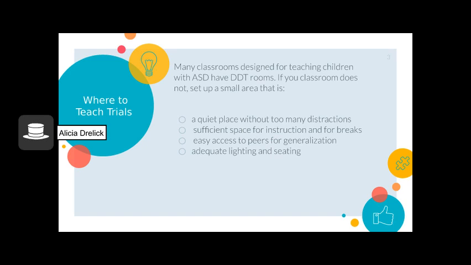Trials should be implemented in a very specific environment. Many classrooms designed for teaching children with autism spectrum disorder have rooms that are specifically designed for discrete trial training. If your classroom does not have this, you should make sure you set up a small area that's a quiet place that has very limited distractions. The space should be sufficient enough for instruction as well as a place for a student to take a short break. There should be easy access to peers to increase generalization and adequate light and seating for all of those who are involved.